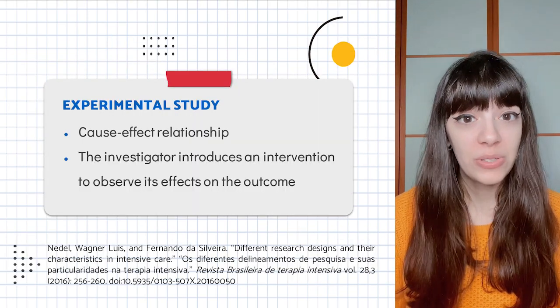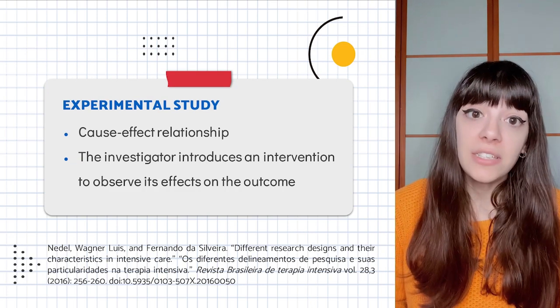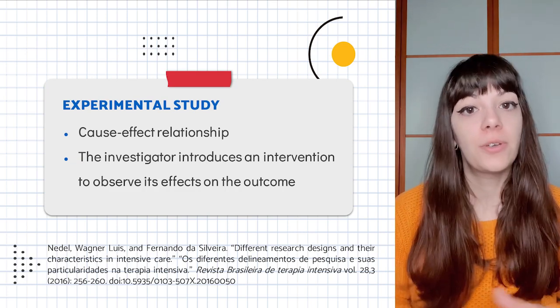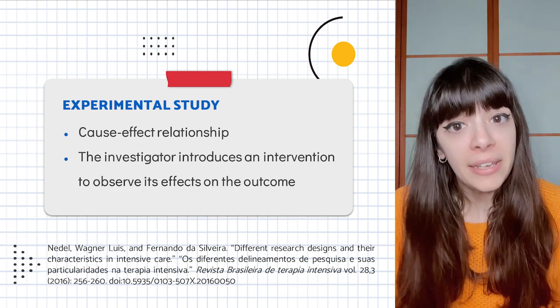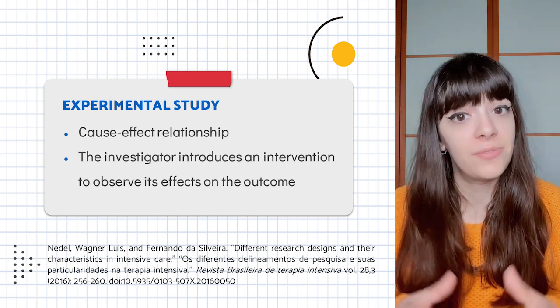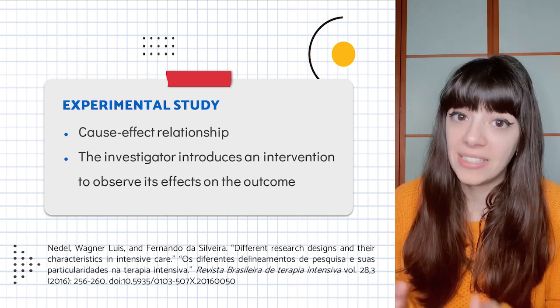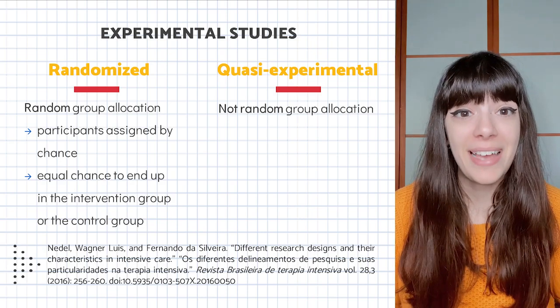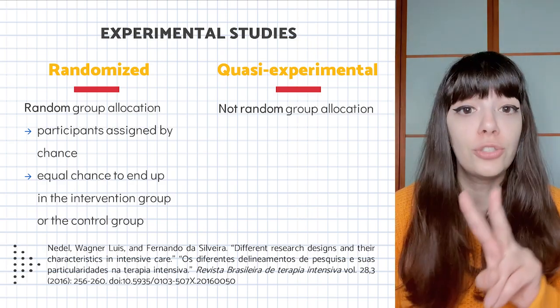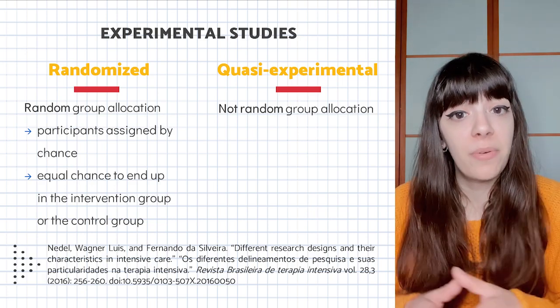I will focus on experimental study designs. That means those studies which assess if there is a cause-effect relationship. Here, the investigator introduces an intervention called independent variable to observe its effects on the outcome, called dependent variable. Experimental studies can be divided in two main categories: randomized studies and quasi-experimental studies.